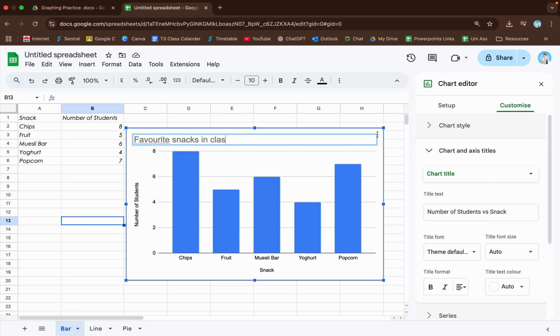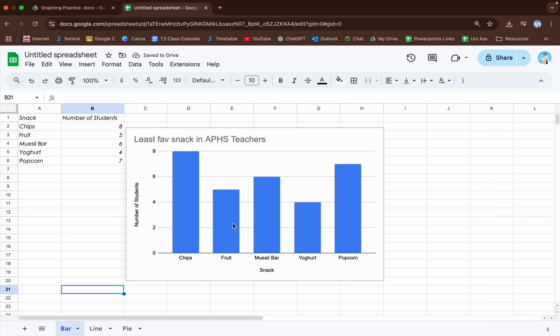snacks in class 8A, right? So I've given you, I spelled that wrong, I think. I've given you a title that tells me what this chart is about. Or, least favorite snack in Arthur Phillip High School teachers, whatever. So I'm telling you what this data is talking about.